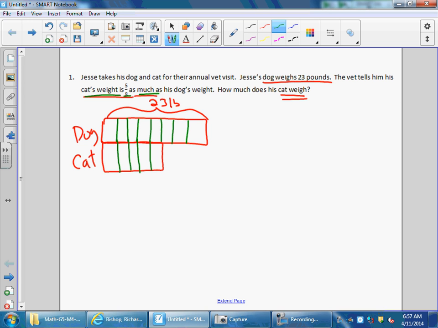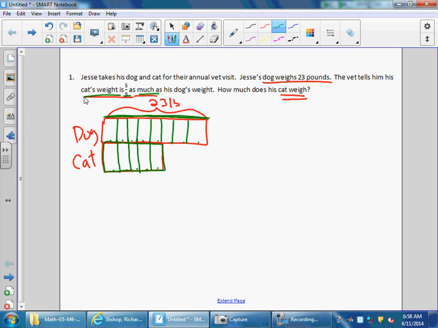I guess there's a couple different ways I could look at solving this problem. I could divide 23 by 8 and see what goes in each of these equal pieces. I could then take those equal pieces and multiply it by 5 to get the cat.